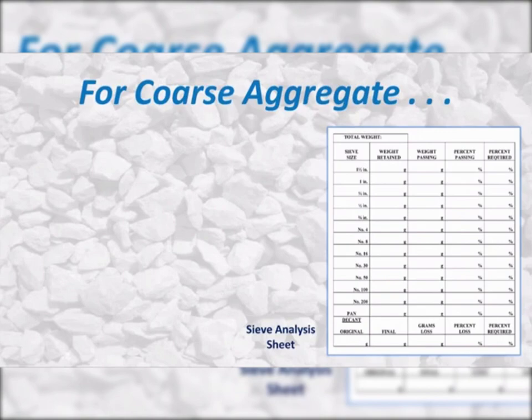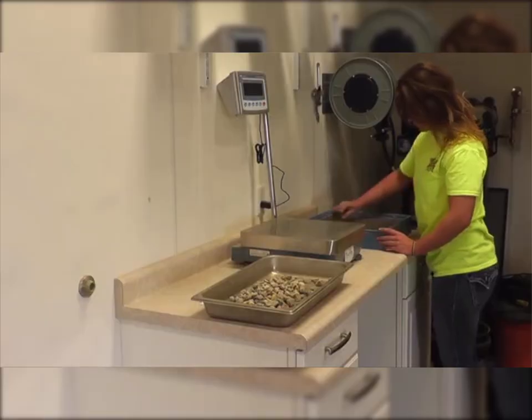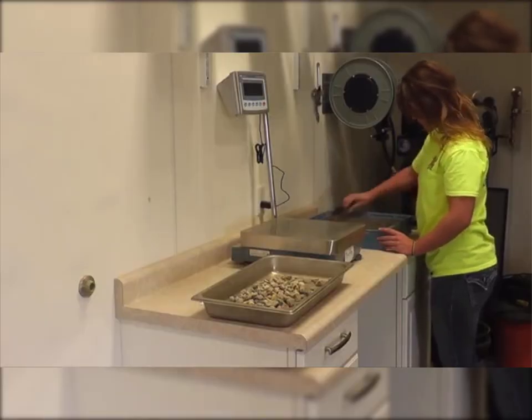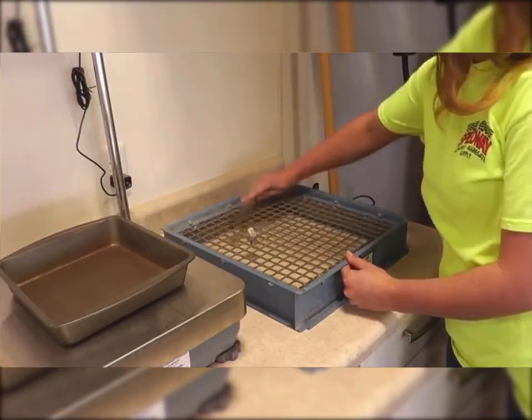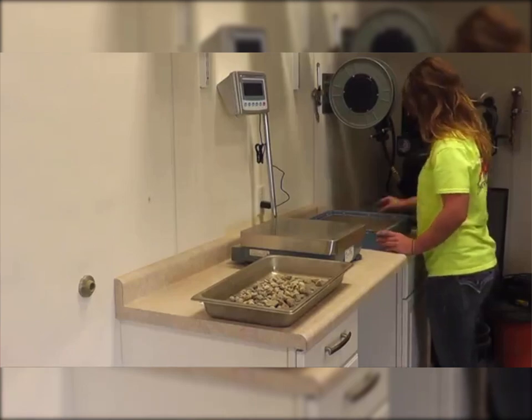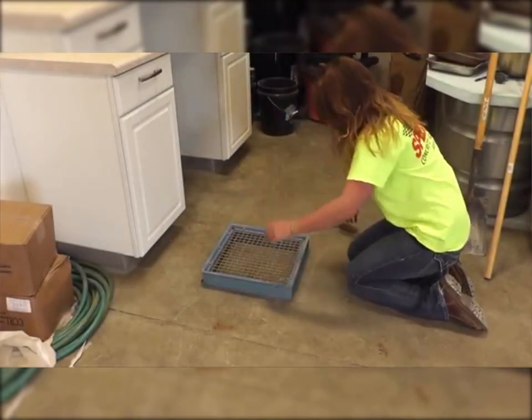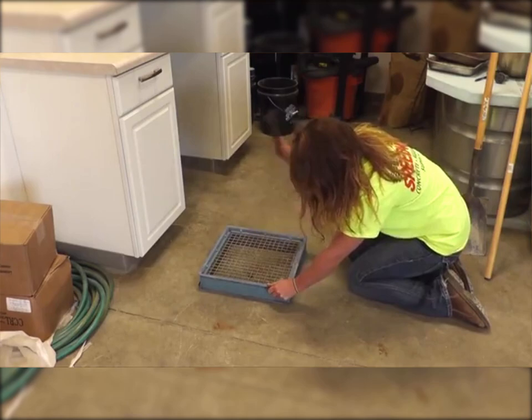For coarse aggregates, weigh each size and record each weight to the nearest 0.1 gram. Be sure to remove any aggregate trapped within the sieve openings by gently working from either or both sides with a trowel or piece of flat metal until the aggregate is freed. Banging the sieve on the floor or hitting the sieve with a hammer will damage the sieve.